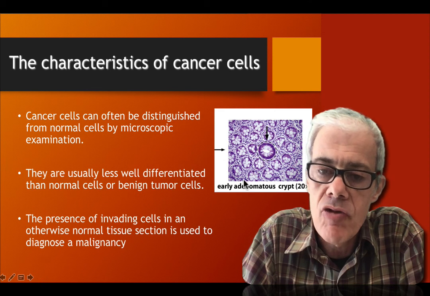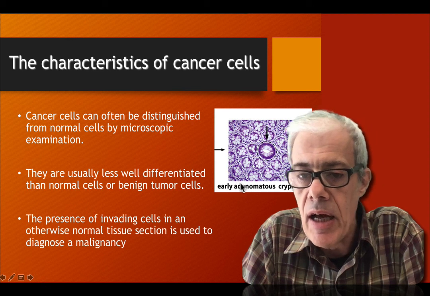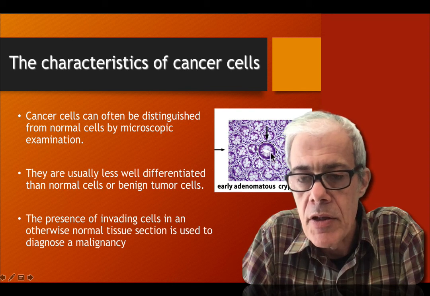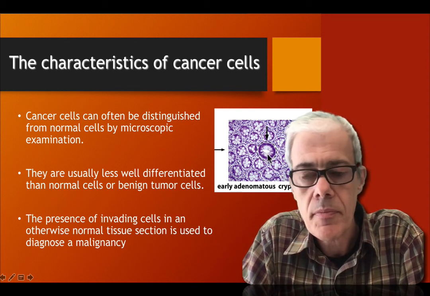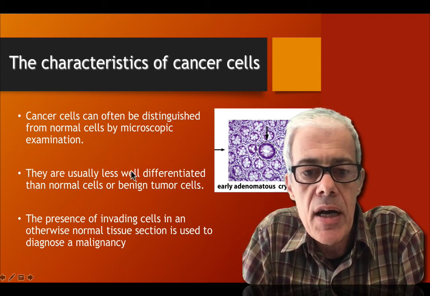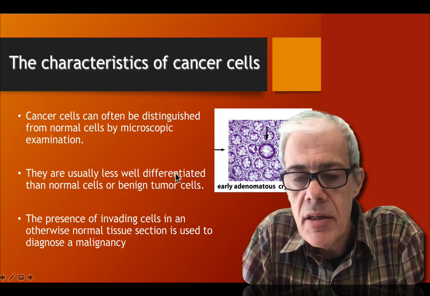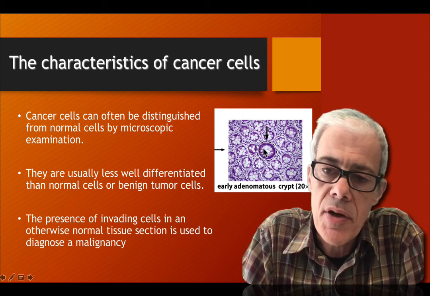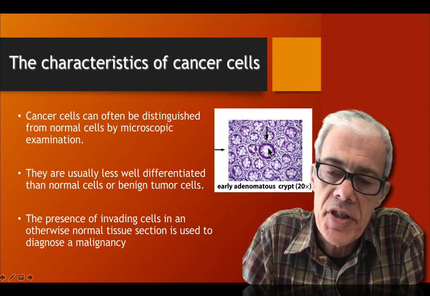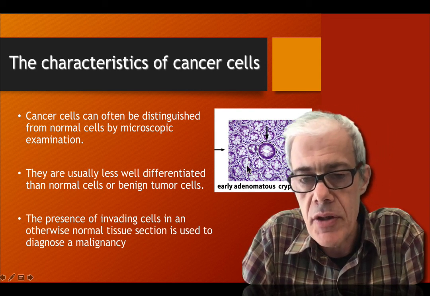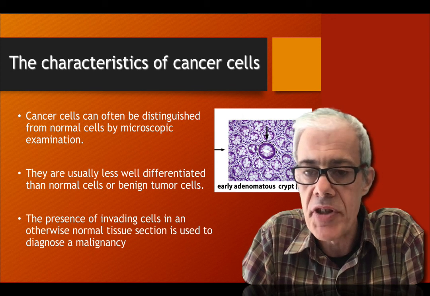This is referred to as an early stage cancer, an adenoma or an adenomatous crypt. So here are some cells which are distinct from the cells around. Typically these cells are less differentiated than the surrounding normal tissue cells, and it's the presence of these abnormal cells within the healthy tissue that is one of the first signs that there are some abnormal cells growing in that tissue.